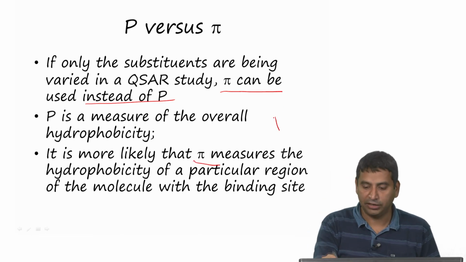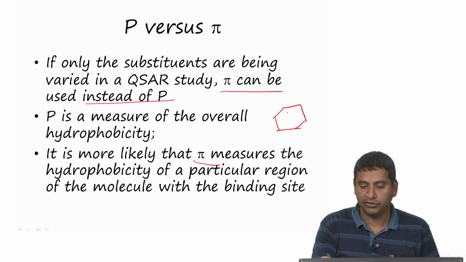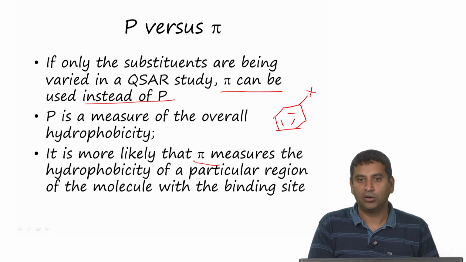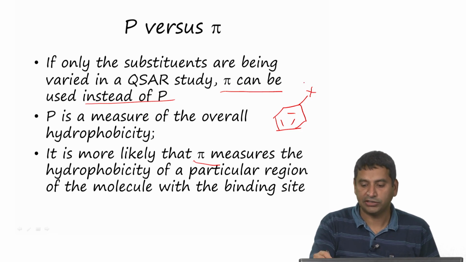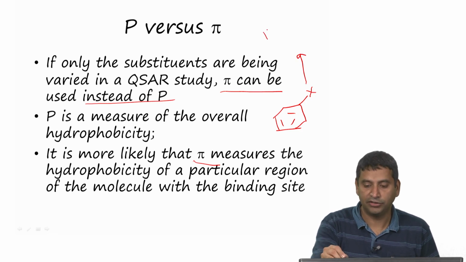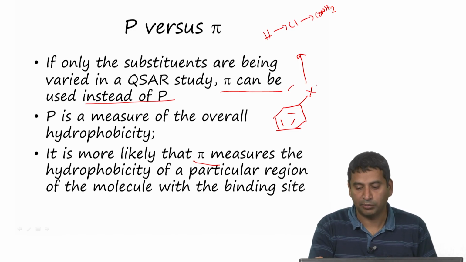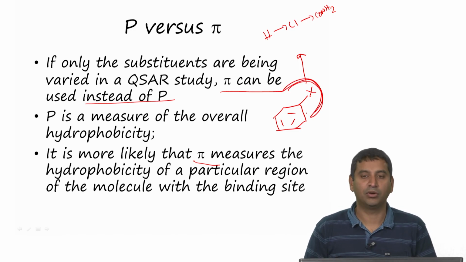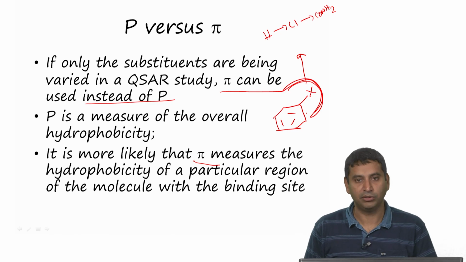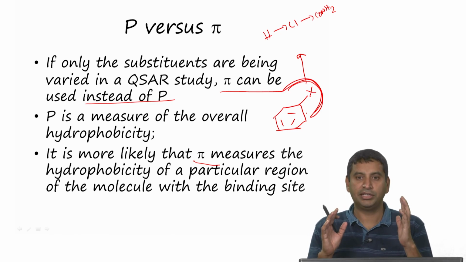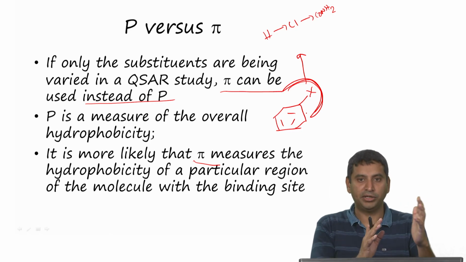So, if we are looking at a particular site over here, let us say this X over here, what happens if I change X from hydrogen to chlorine to CONH2 and so on? This will help us understand locally what happens to the binding effect or to the interactions that are possible in this area. Okay. So, both of them are very useful, but they have to be used in the appropriate manner.